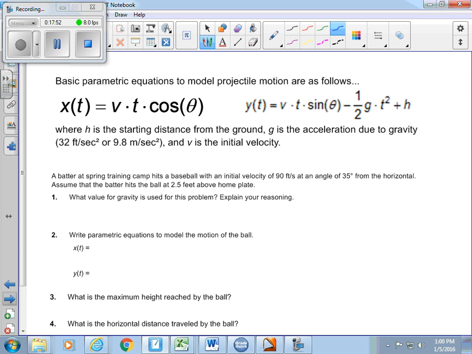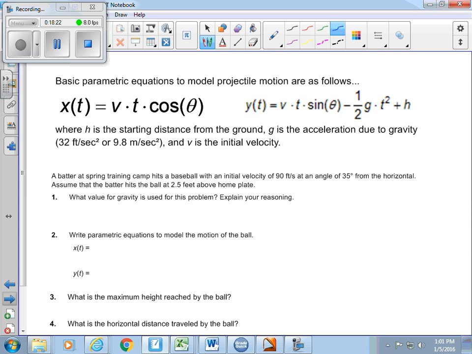Why is there no gravity constant on the x component? Gravity does not affect the horizontal distance. What does gravity affect? It's the vertical distance. And you can imagine x has something to do with cosine of theta, because remember from our unit circle, x is very much affected by cosine.